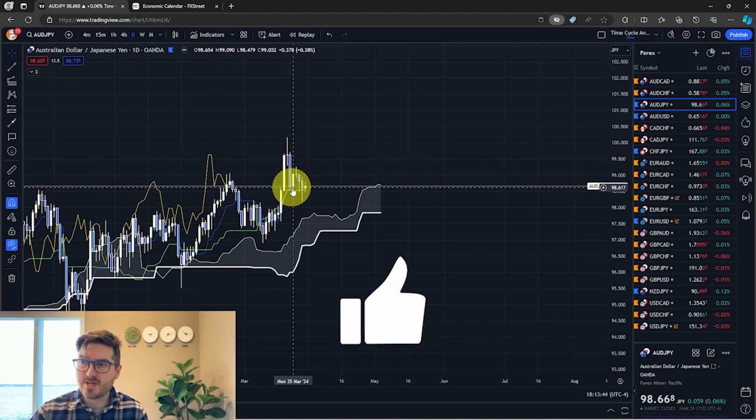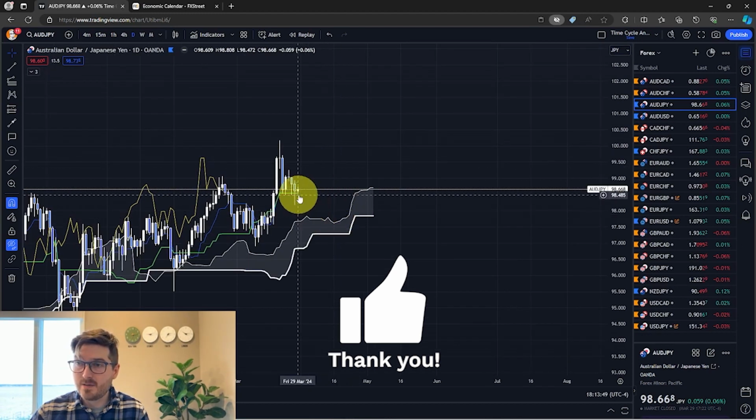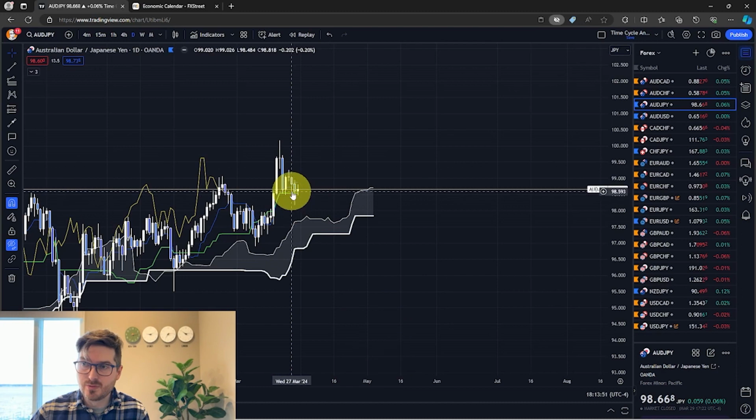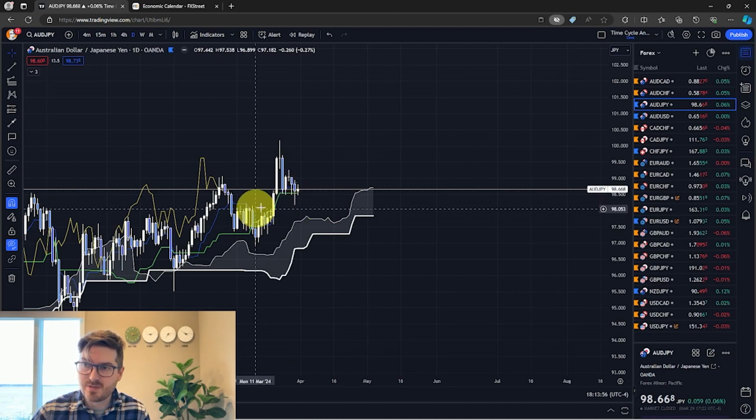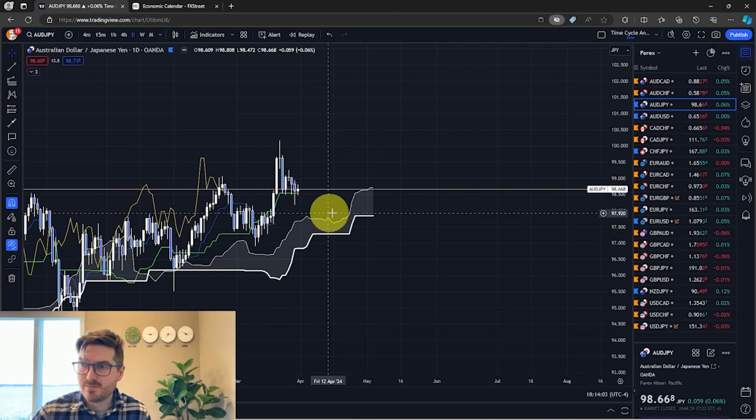And so you can see price has been interacting with the flat Kijun-sen here. And now it looks like we're finding some support. So we had a nice long wick down. Price traveled all the way back down to this supply zone here, and then we closed above the Kijun-sen. So that's a bullish price action sign in my opinion.